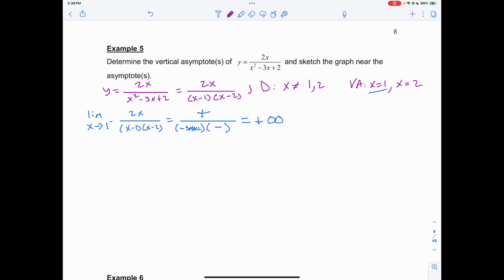If I do the same thing where I take the limit as x approaches 1 from the right-hand side for 2x over x minus 1 and x minus 2, then that's going to give me a positive, a positive very small number. And this is still going to give me a negative. So it's still going to approach infinity, but because I have positive, positive, and negative, it's going to approach negative infinity.